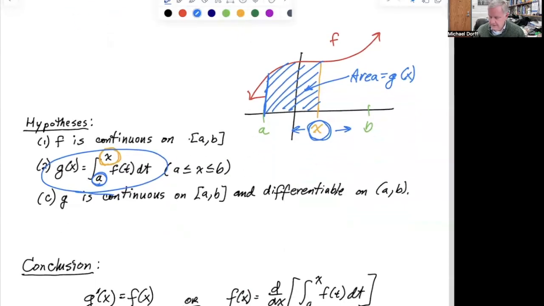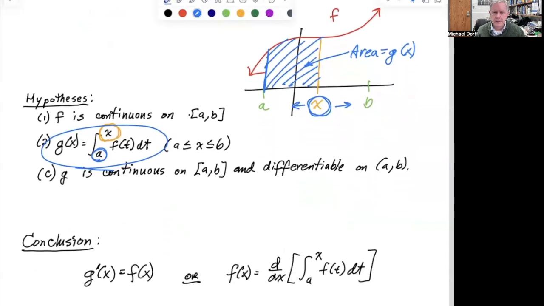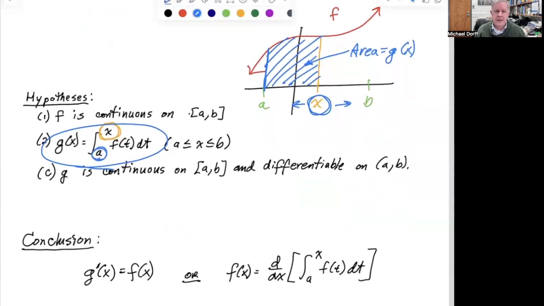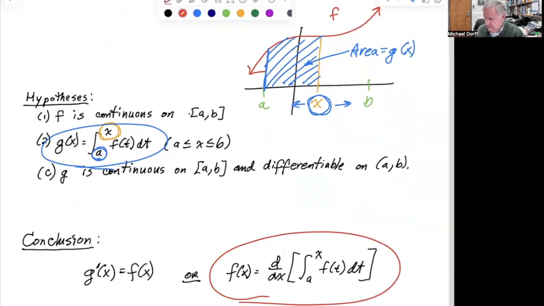And then what's the conclusion? The conclusion then is that the derivative of g equals f. Or if you want to think of it in these terms, and it may be more helpful to think of it, that f equals the derivative of the integral of f. So you can see I've got derivatives here, and I have an integral here, and they undo each other, and they end up with what I started with.